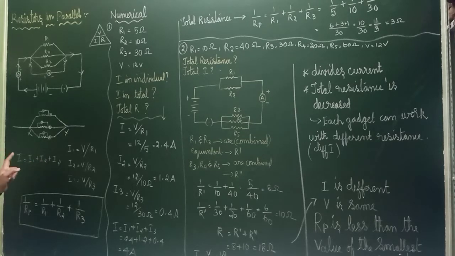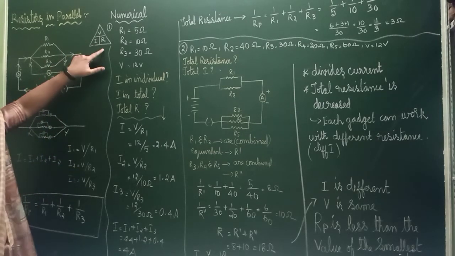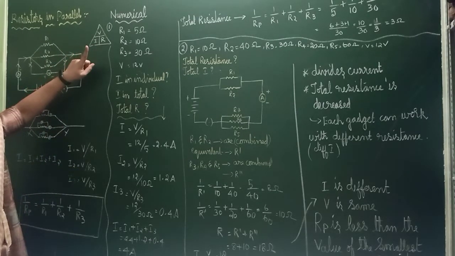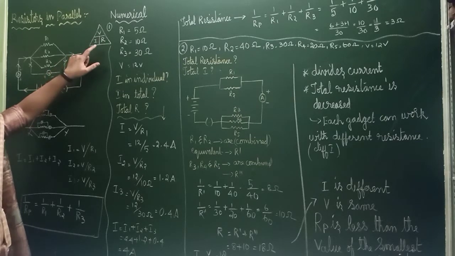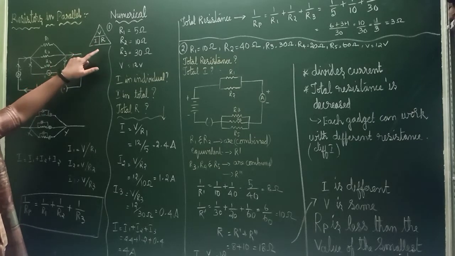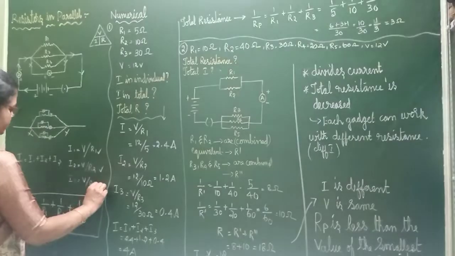There we studied V is equal to V1 plus V2 plus V3, no? Here V is same, but current is different. So if you want to find current, I is equal to V by R. So if you want to find it individually, I1 is equal to V by R1, since V is same. I2 is equal to V by R2. I3 is equal to V by R3. Like that we can find it out, the formula.